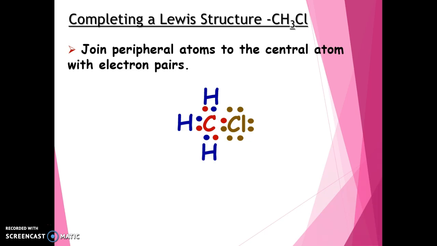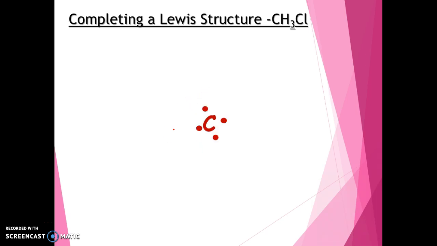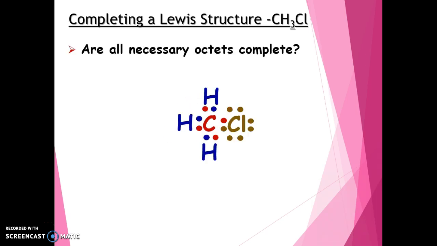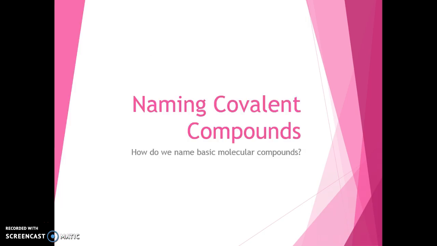Now let's double check. So we have 2 for the hydrogen, 2 for the hydrogen, 2 for the hydrogen. Everything is good. The chlorine now has 8, and the carbon, you can see, now has 8 as well. So it looks like everybody's happy. Are all necessary octets complete? The answer is yes. All necessary octets are complete.